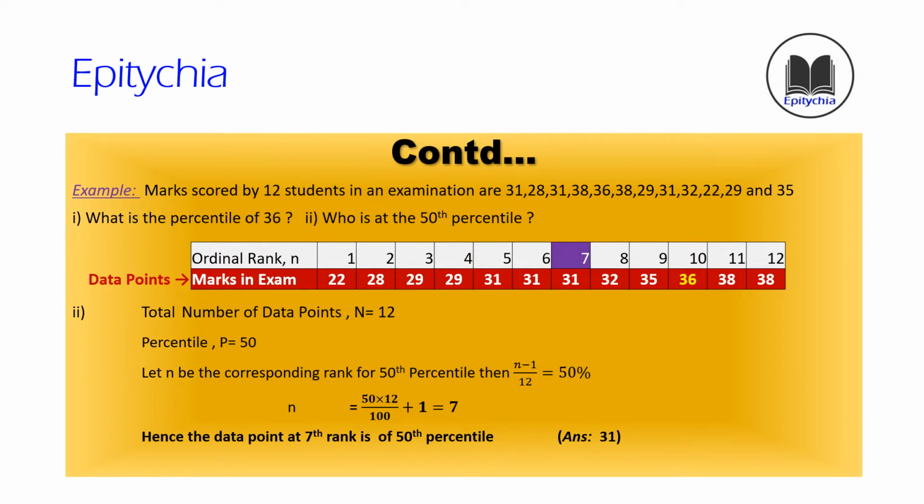The second part of the question is, what is the value at the 50th percentile? So let us take n as the corresponding rank for the 50th percentile. Then (n minus 1) upon 12 equals 50%. From here we can calculate n. n is equal to 50 into 12 upon 100 plus 1, that is equal to 7. That means the data point at the rank of 7 is the 50th percentile. From the table it is clear that the value is 31.